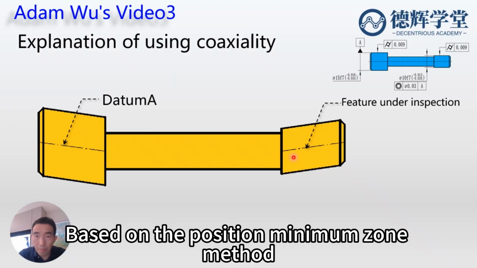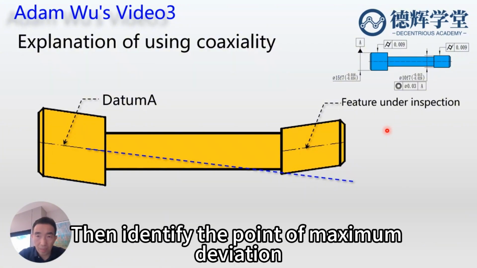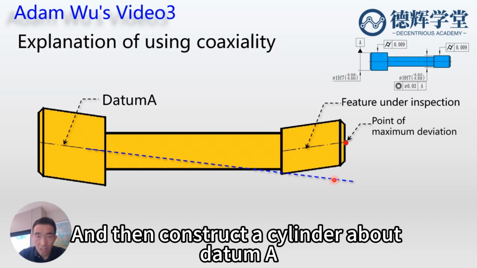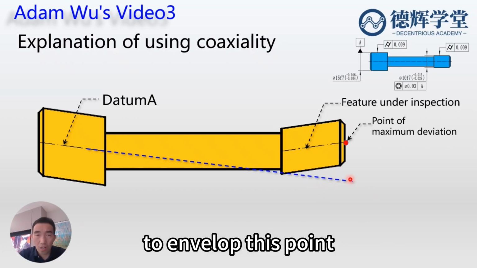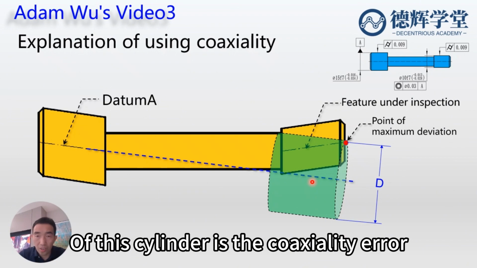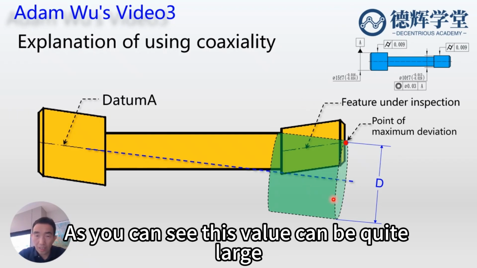Based on the precision minimum zone method, we first extend datum A, then identify the point of maximum deviation on the measured feature, and then construct a cylinder about datum A to envelop this point. The diameter d of this cylinder is the coaxiality error of the measured feature relative to datum A. As you can see, this value can be quite large.